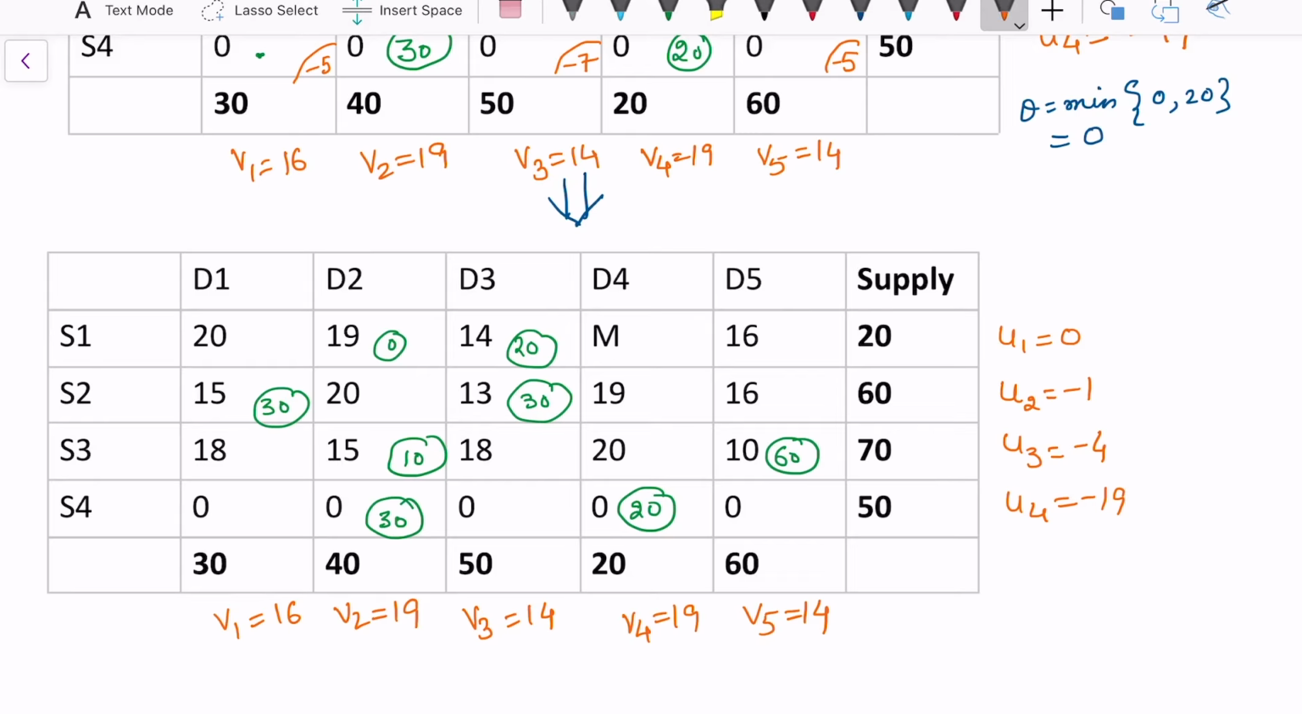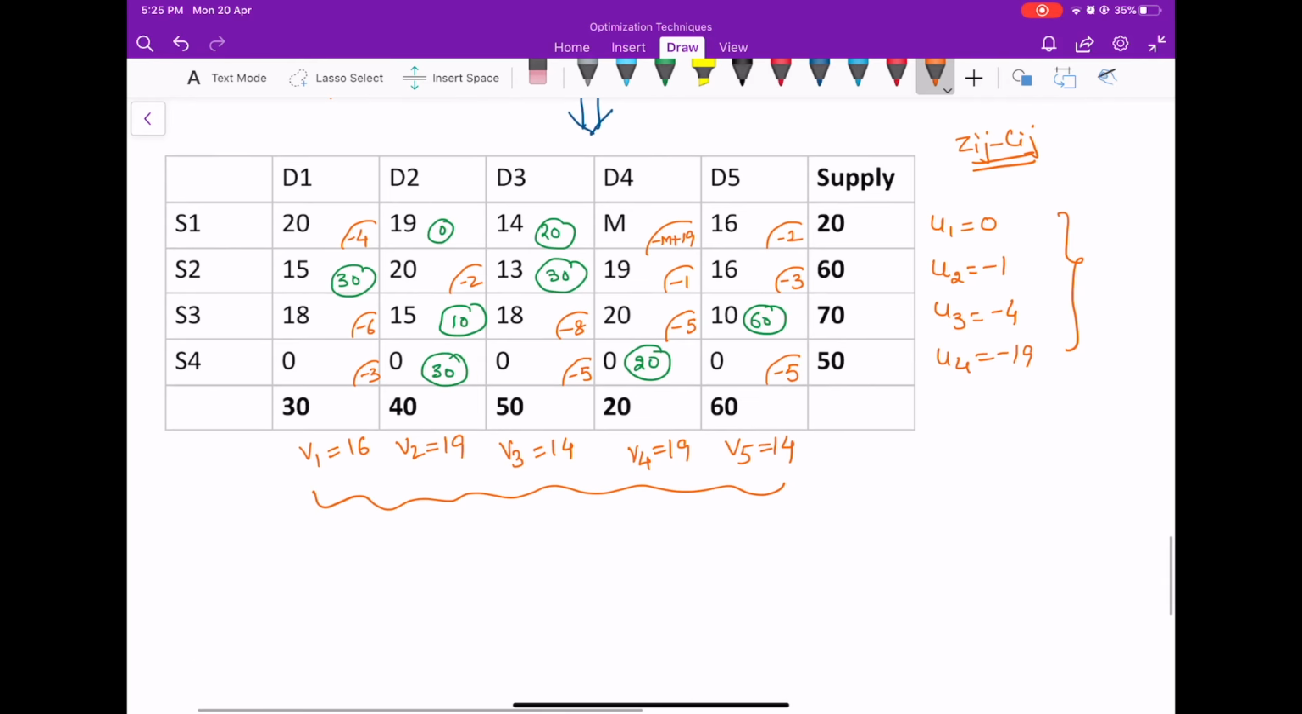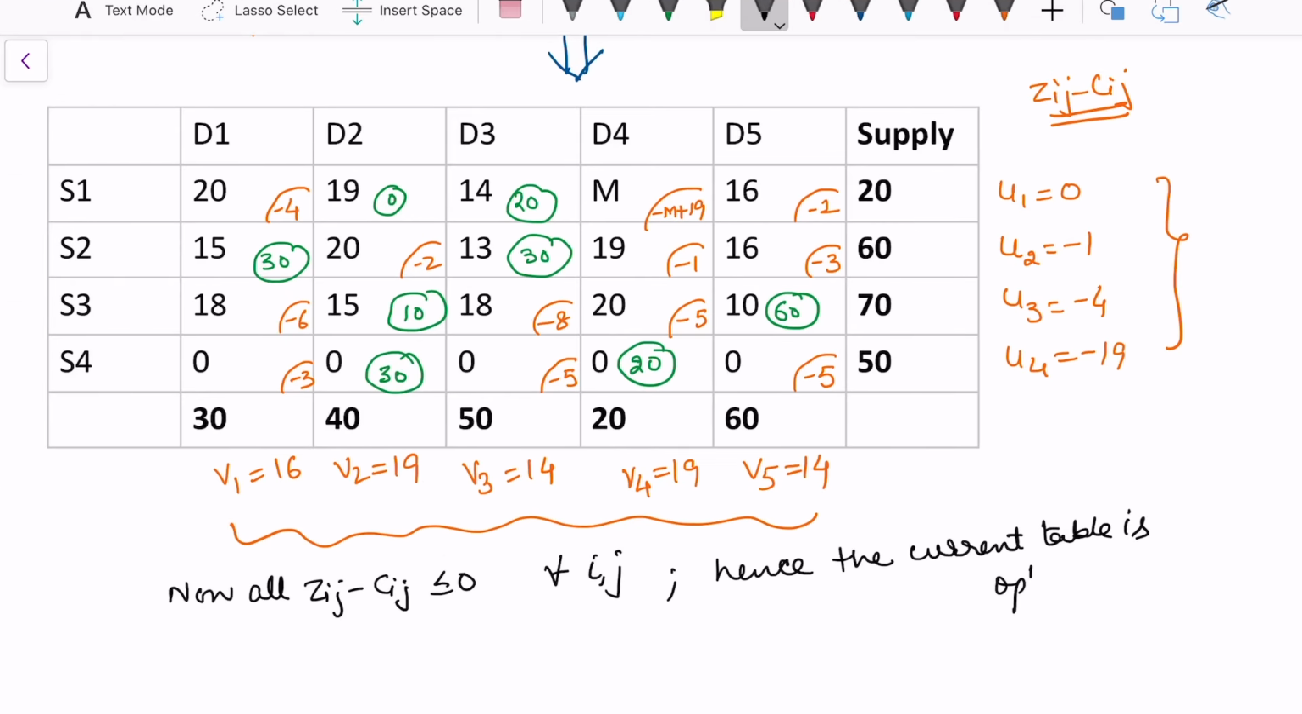In this BFS also, I am going to check the UiVj. For the calculation of Zij minus Cij, I have calculated Ui's and Vj's through the basic cells. Once we calculate through the basic cells, let's check the net evaluation for the non-basic variables. You can see that all the Zij minus Cij are negative. So we may say now all Zij minus Cij is less than or equal to 0 for every i and j, and hence the current table is optimal and the optimal BFS has been obtained.